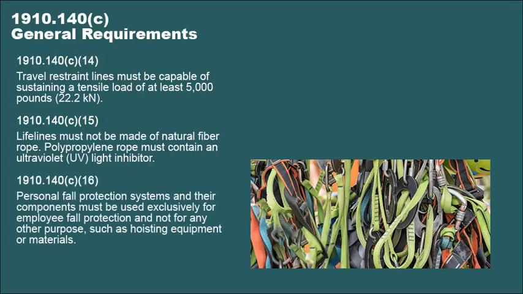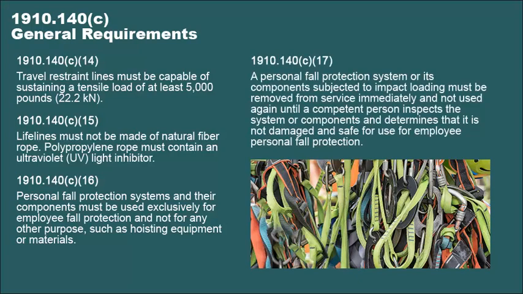Personal fall protection systems should only be used for employees' fall protection and never for any other purpose, such as hoisting equipment or materials. When a personal fall protection system or component has had impact or possible impact, it must be removed from service immediately and should not be used again until it can be inspected by a competent person. This inspection should determine whether the component of the fall protection system is damaged or is safe to use by employees.